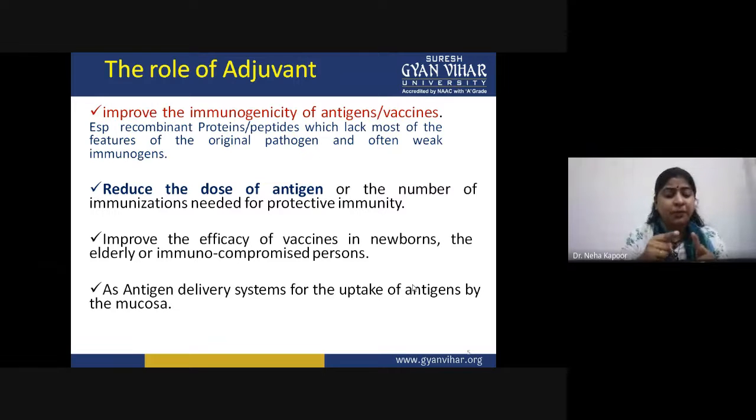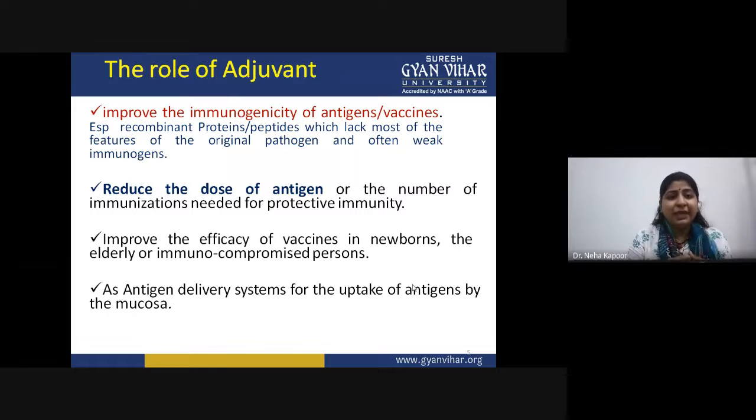Second, because of the addition of adjuvant, we can reduce the dose of antigens or the number of immunizations needed for protective immunity. You must have heard that in previous times we used to have 4 or 5 doses of a particular vaccine, for example hepatitis. But in the current scenario, we are taking only 2 doses: one primary dose, and after that a booster dose. All of these things are possible due to the addition of adjuvants, so that the dosage or the number of immunizations can be reduced, but the efficacy can be increased.